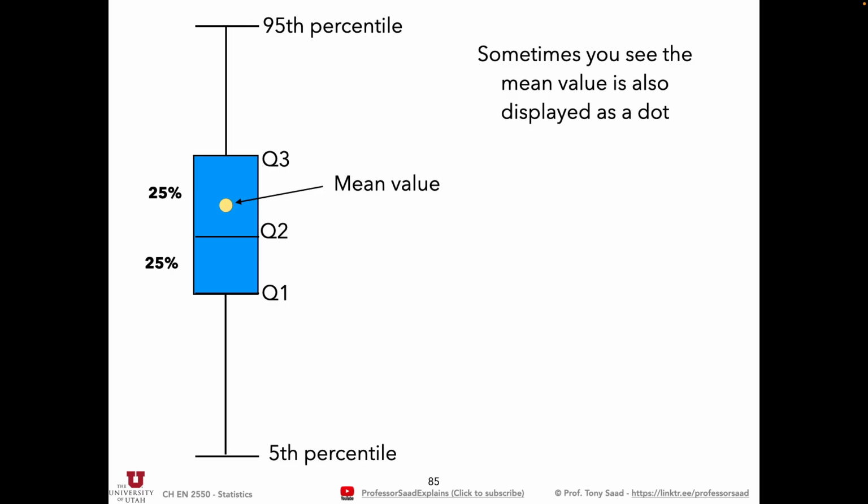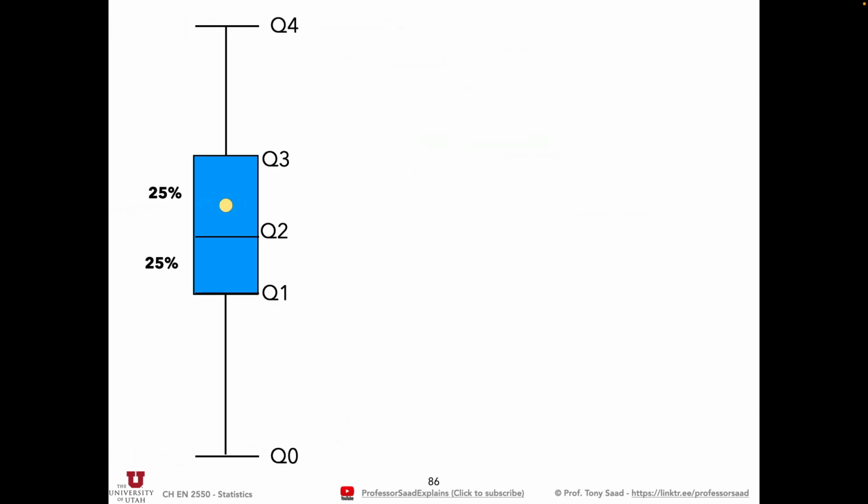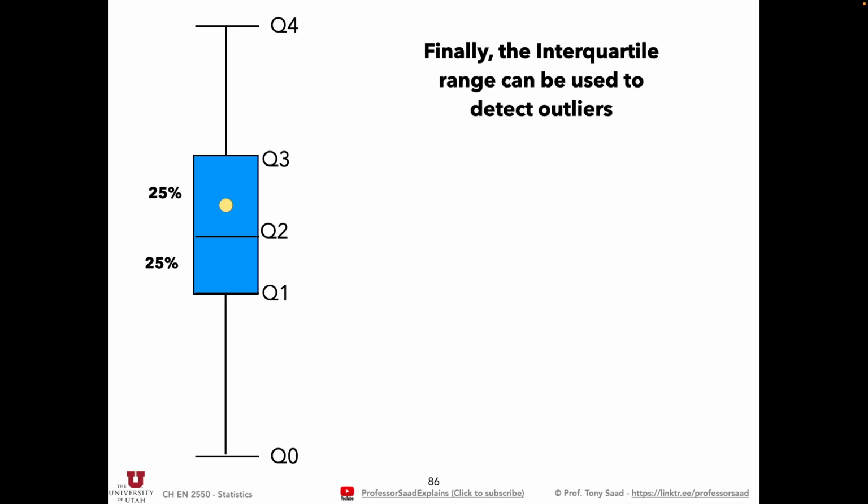Okay? Now, sometimes you can also see the mean value plotted on that box plot. Because the closer the mean is to the median, so the closer Q2 is to that yellow dot, then we know the distribution is symmetric. If it's off to either side, you can determine if it's skewed to the right or skewed to the left, right? And then finally, this difference between Q3 and Q1 can help us determine outliers.